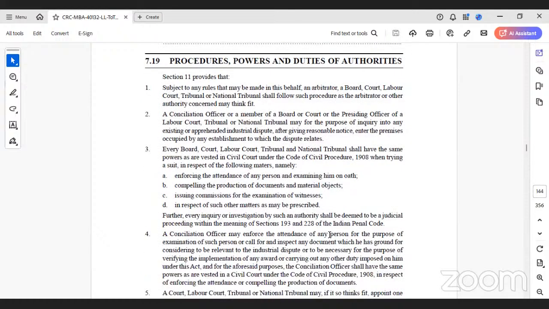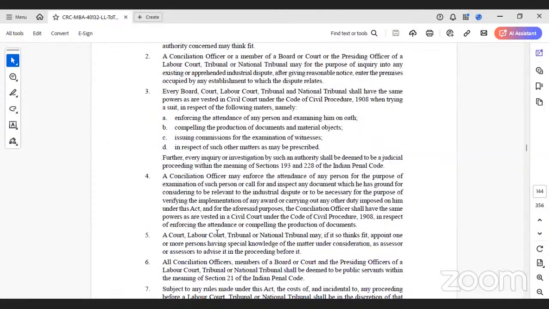So here they have to follow the rules which have been laid down in the procedures. Every board will try to enforce the attendance and also examine him on oath. And if any additional evidences are there, those documentary evidences or the material objects should be produced. And if any witnesses are there, the board or the committee have to listen to them. And in such cases, any other matter referred will be taken care of.